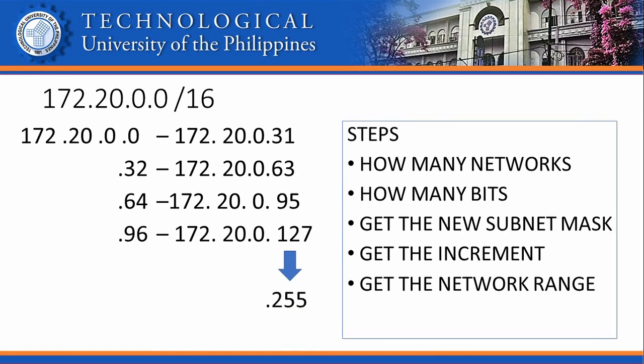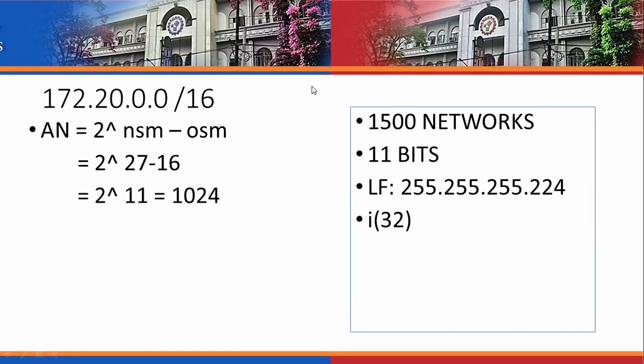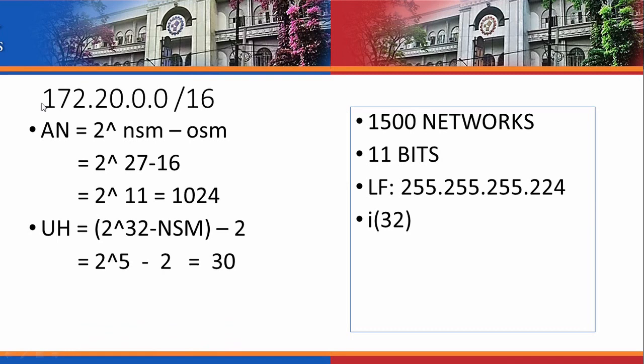Okay? So, ang susunod, kunin natin yung actual network na nagawa natin in subnetting. AN is equals to 2 raised to, no subnet mask natin, ilan? 27 minus yung old subnet mask, which is 16. We have 1024 network address. No? Ilang usable host? 32 minus 27 is equals to 5. So, 2 raised to 5 minus 2 is equals to 30.